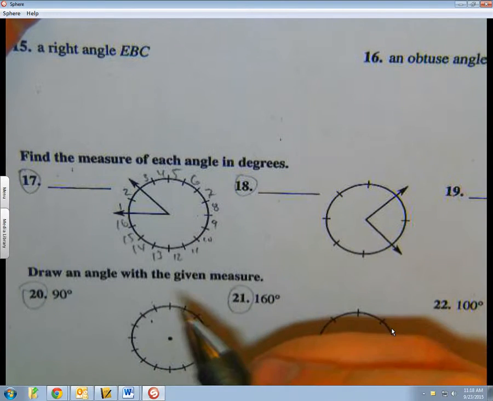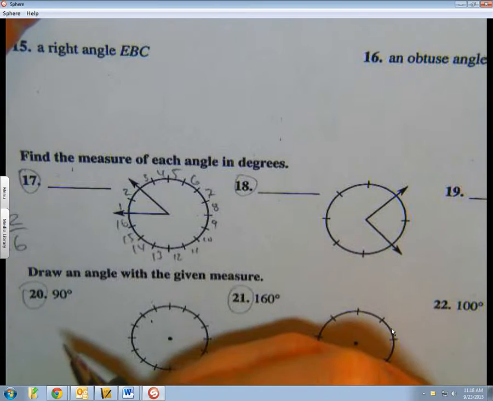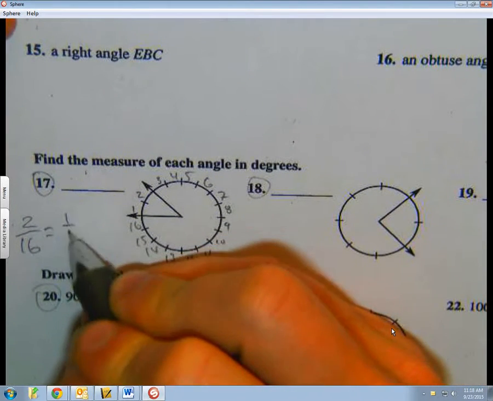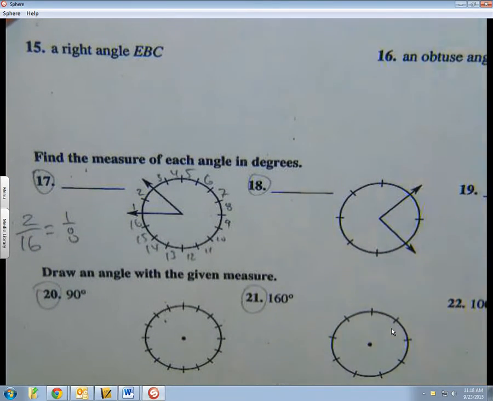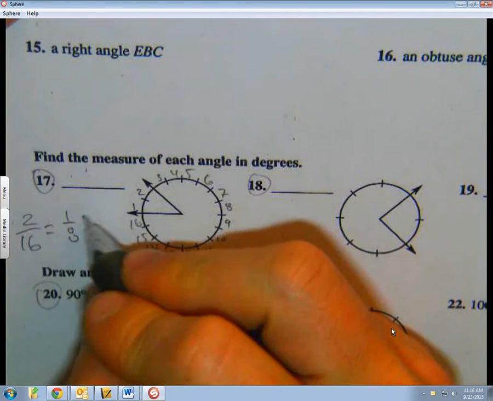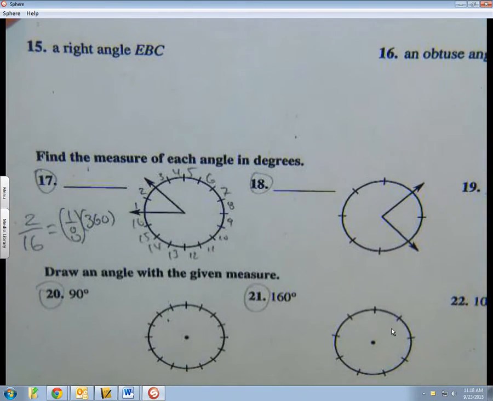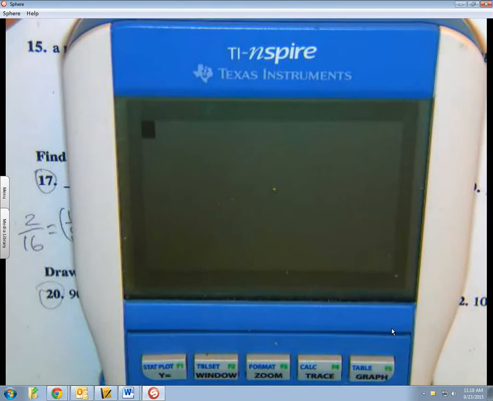So I've got 2 out of 16, which I can use. I could also reduce that to 1 out of 8. So I need to find the measure in degrees. So 1 out of 8 times 360. And again, I'm going to use the calculator just because it's never wrong, right?